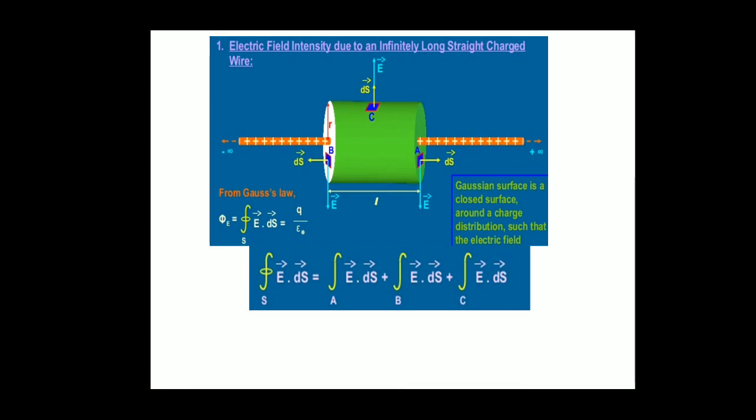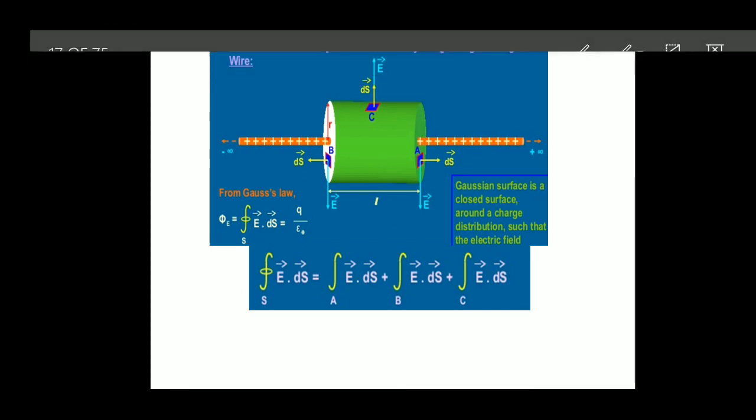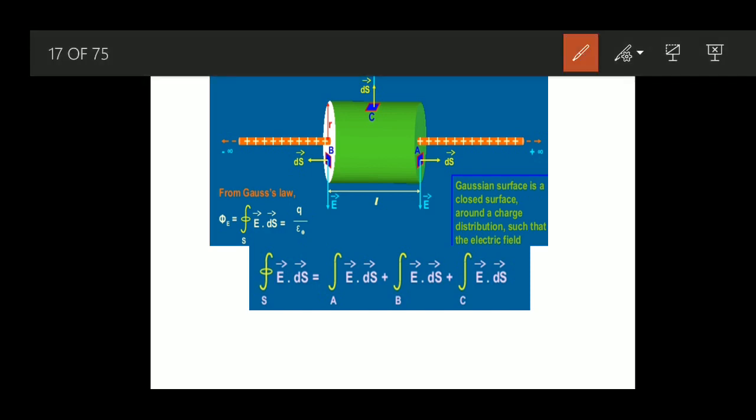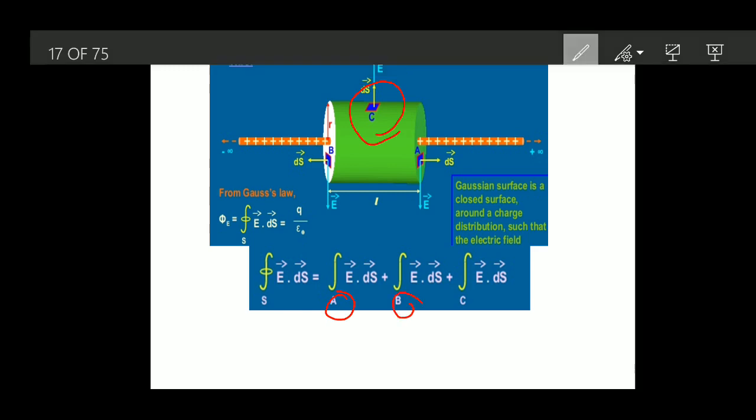Now tell me, for surface A, what is the angle between E and ds? Perpendicular. For surface B, what is the angle between them? Perpendicular. So it is 90. Only in this case, only here, the angle is 0. In the other two cases, A and B, the angle is 90 degrees. So the equation can be written: closed integral E dot ds is equal to, for surface A cos 90, surface B cos 90, surface C cos 0. Cos 90 is what? 0.